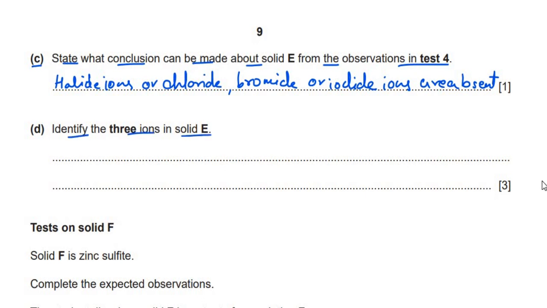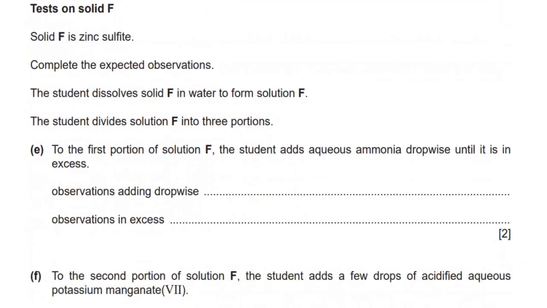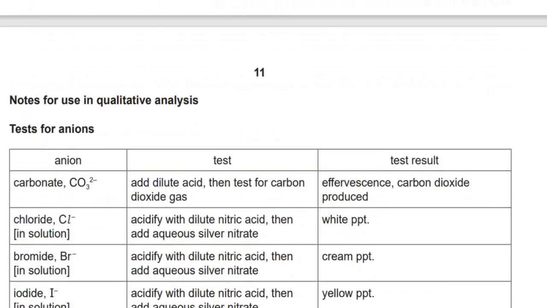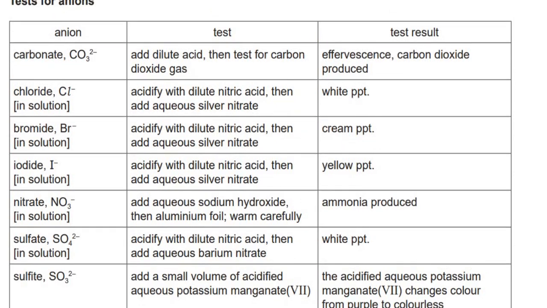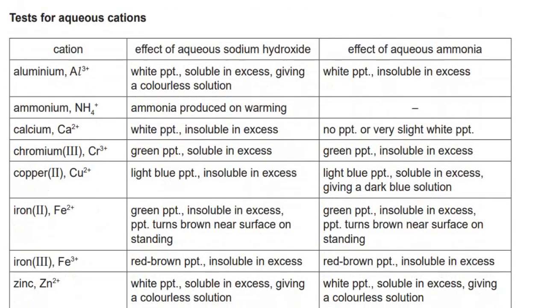Identify the 3 ions in solid E. Now let's remember the observations we made, and compare with our table here. Yes, the test which we had done was a sulfate test. Why, I will tell you: because we had added dilute nitric acid and barium nitrate to the third portion of our solid E solution, and we had obtained white precipitate. So this is the sulfate test, and we had got a positive test. So that shows that the sulfate is present. Obviously chloride, bromide, iodides are not present.